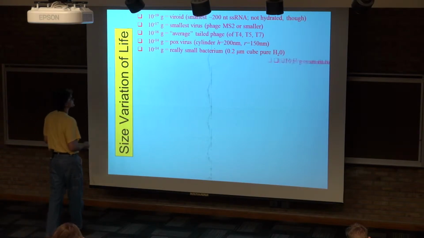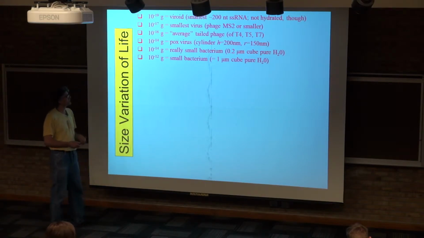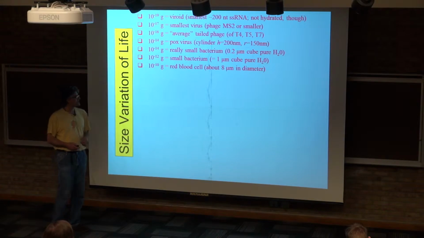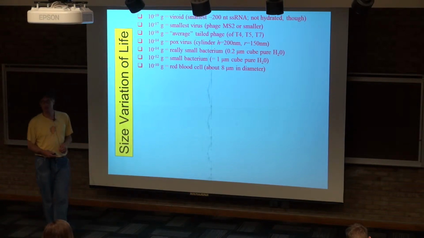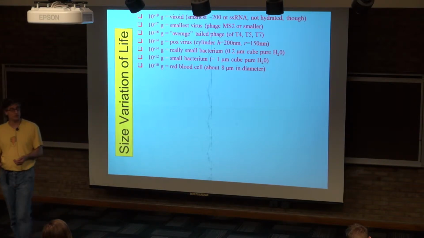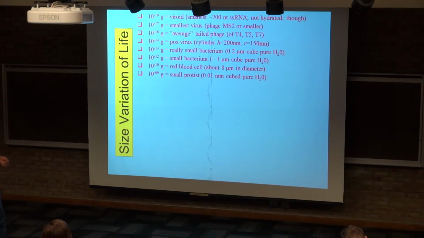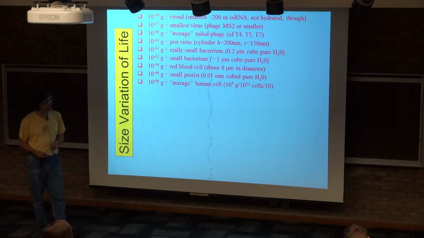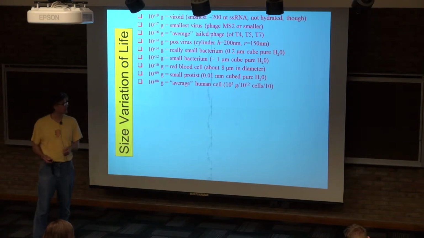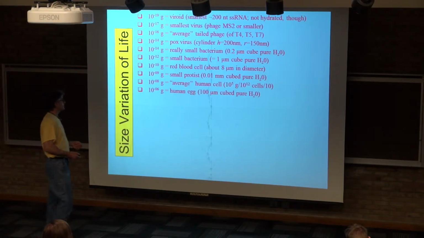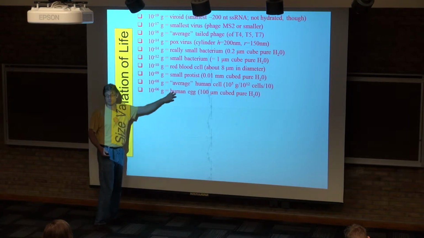And so we've got the smaller bacteria about the same size, small bacteria going up 10, 100-fold bigger. 100-fold bigger than that, now we're into the realm of the red blood cells. 10-fold bigger than that, small protozoa. 10-fold bigger than that, we have a typical human cell. The egg cells are really big human cells.